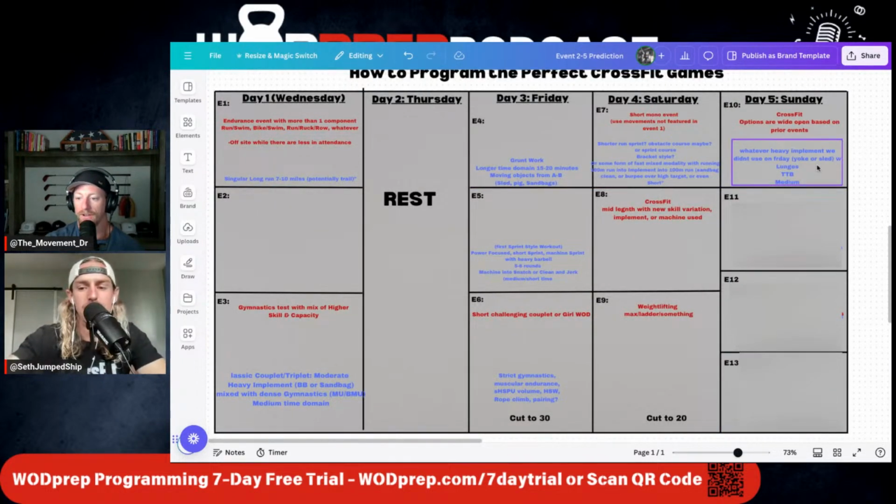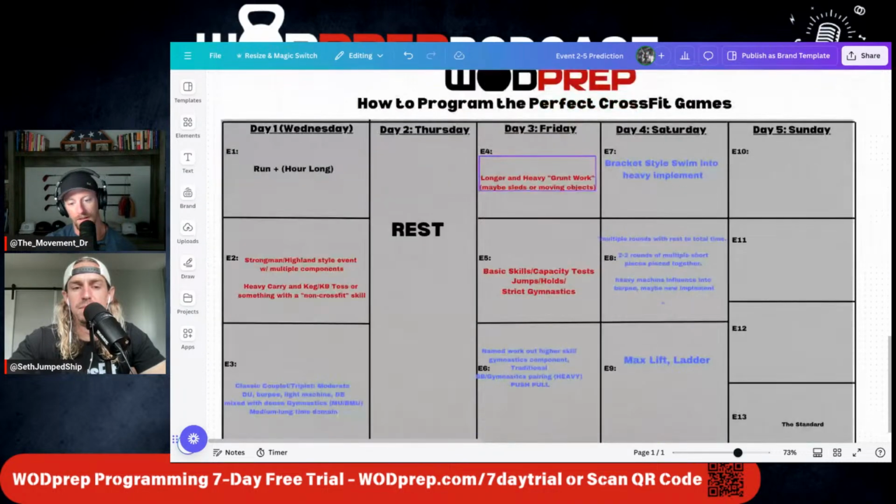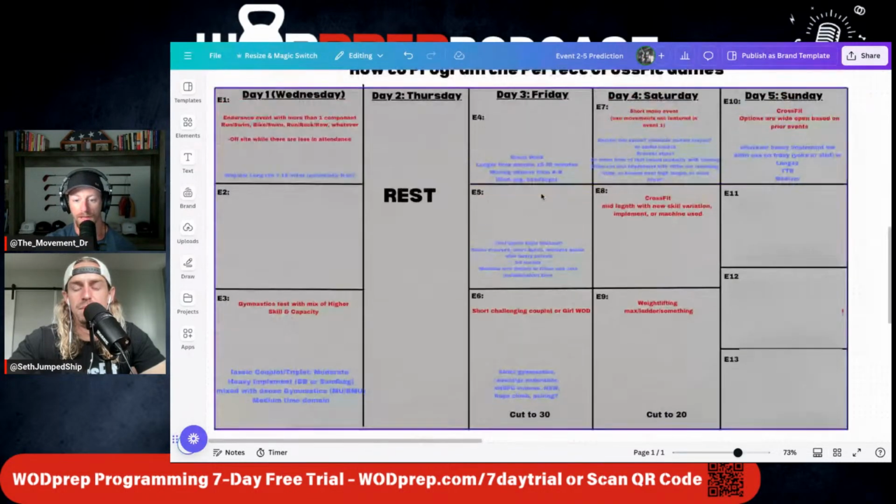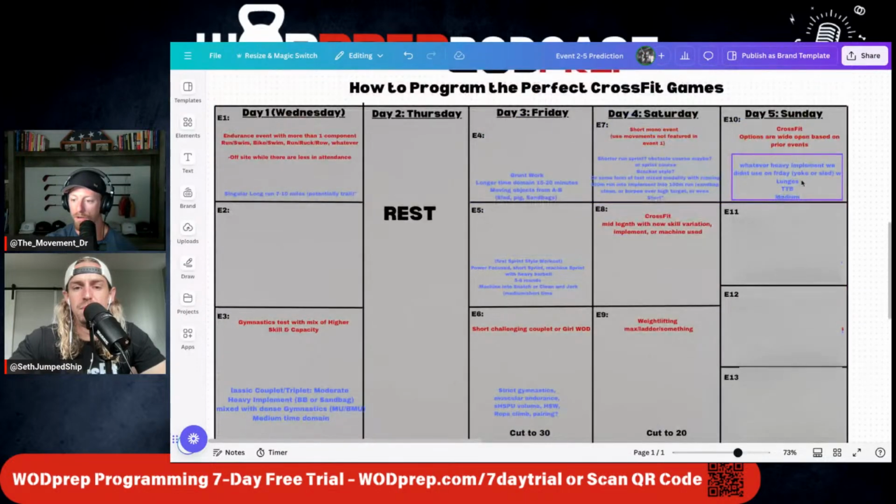Yeah, it'll be interesting. All right, day 5. You had CrossFit wide open. So I had basically whatever heavy implement we didn't use here in this grunt work, but it seems that we did kind of like whatever we didn't use here would be paired with maybe something a little lighter.